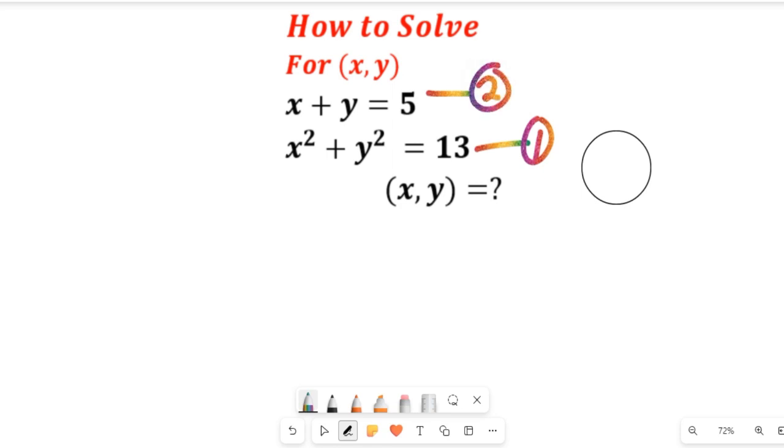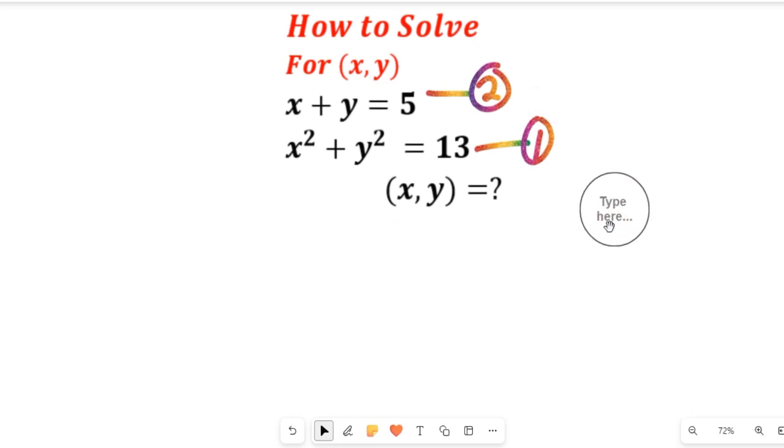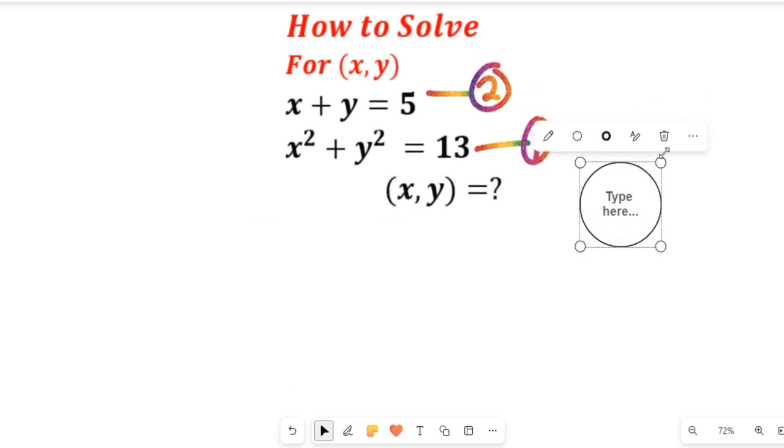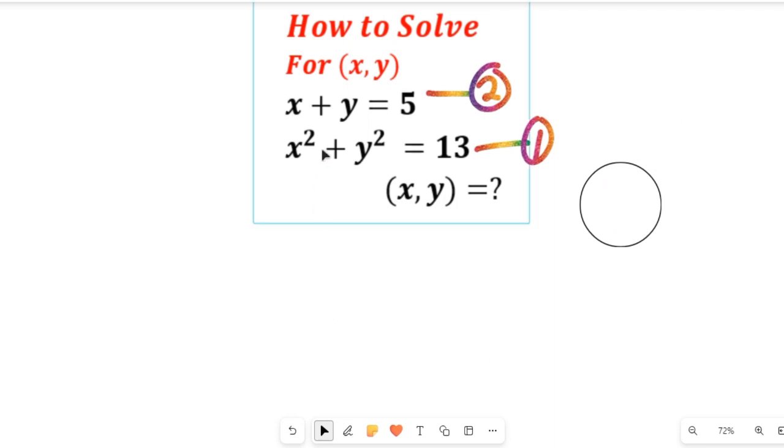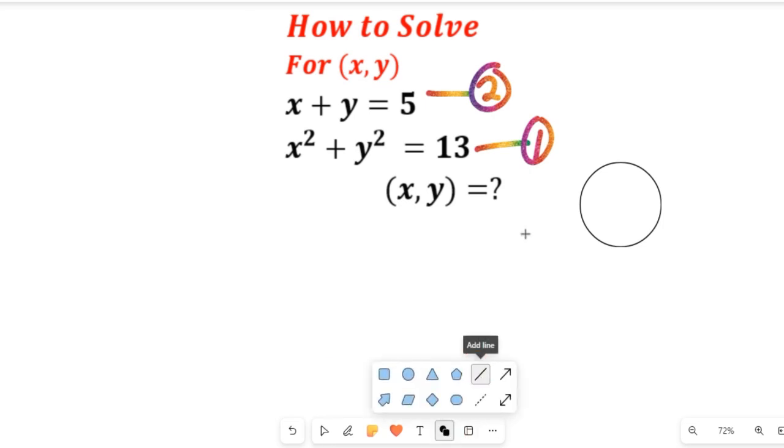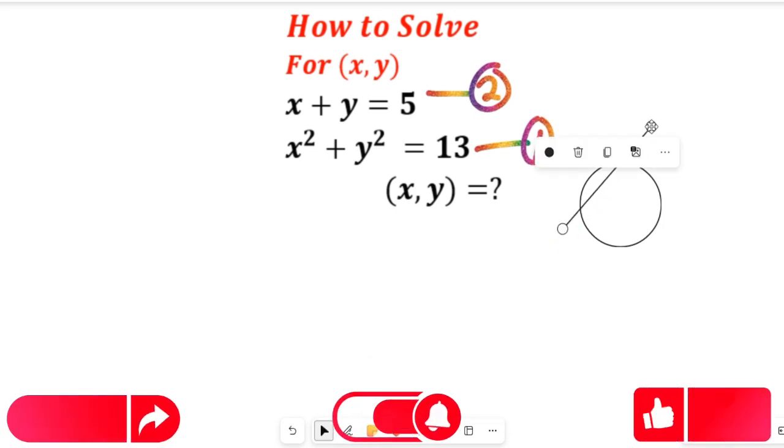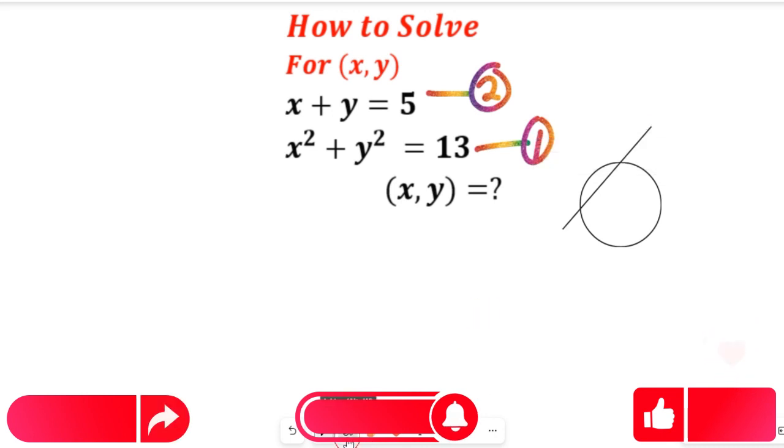So if we consider equation 1, we are going to have a curve graph, a circle. While the straight line equation, x plus y, is going to give us a straight line graph. And you see that the straight line is going to dissect this curve at given points. What are the points? It dissects the curve at this point, and at this point.